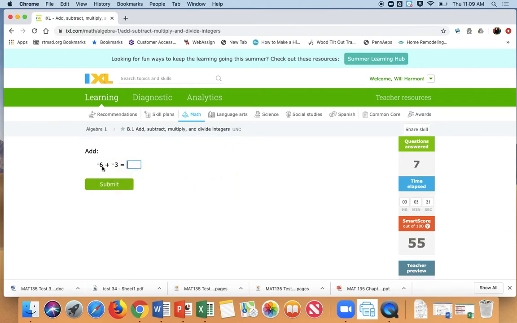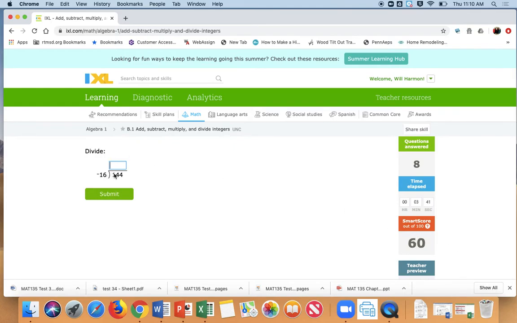Okay, this one says in terms of money, you spent $6 and then you spend $3. How much did you spend? So that would be you spent $9. So negative 6 plus negative 3 is negative 9. Notice again, the score changed.